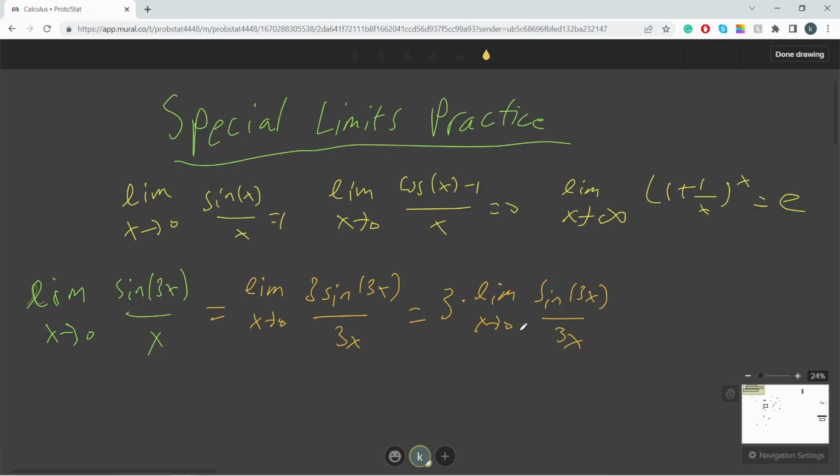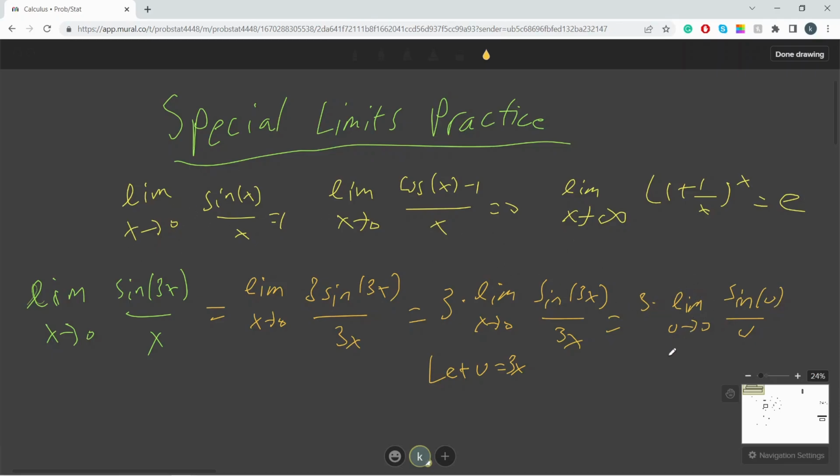If you want to be even more convinced why I can do that, think about it this way. Let u equal 3x. When x approaches 0, u is approaching 0. So we can rewrite this problem as 3 times the limit as u approaches 0 of sine of u over u. And now you know sine of u over u matches with this form right here, because both u is approaching 0 and x is approaching 0.